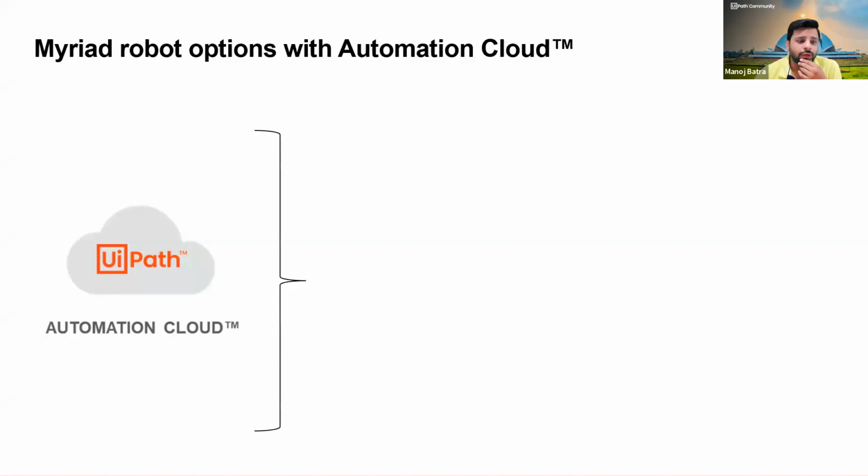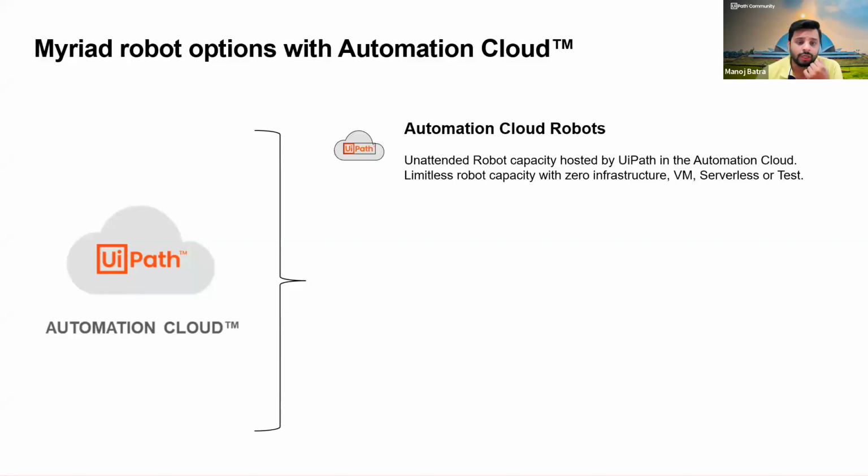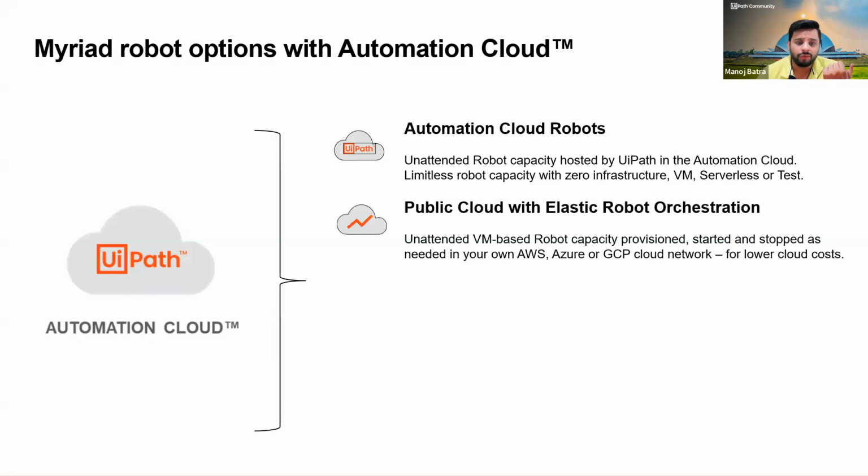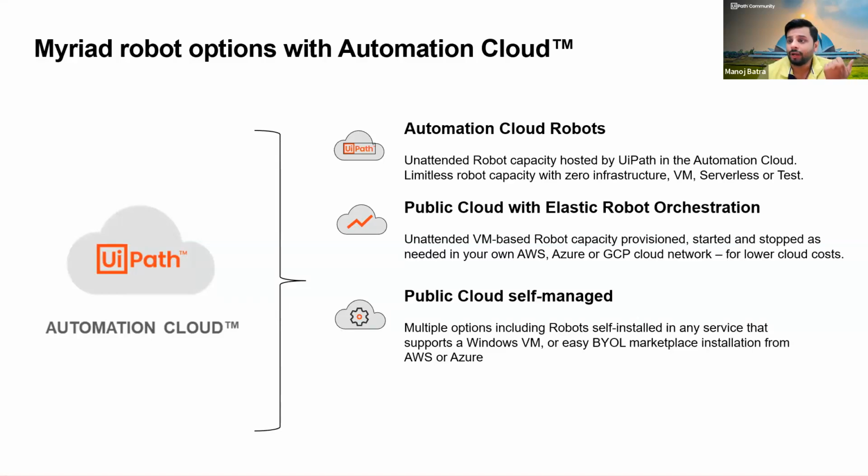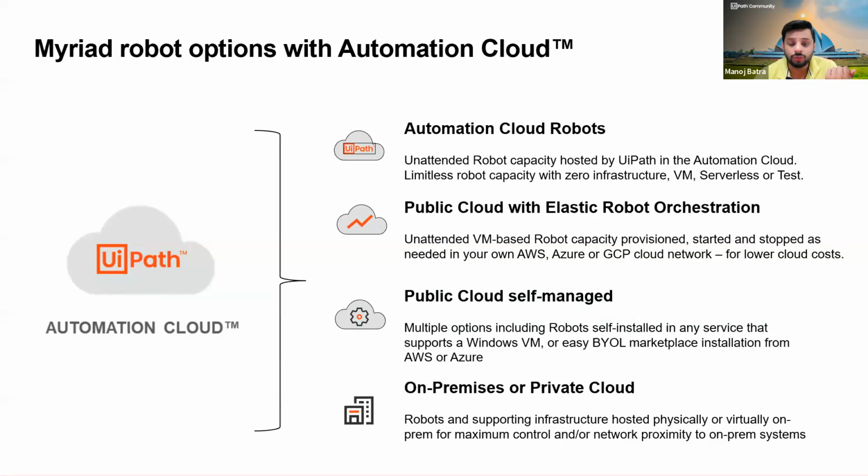As you already know, in the UiPath Automation Cloud, this is the new offering. We have public cloud, self-managed, or you can also host UiPath on your on-prem. So these are the four offerings we have at the moment.